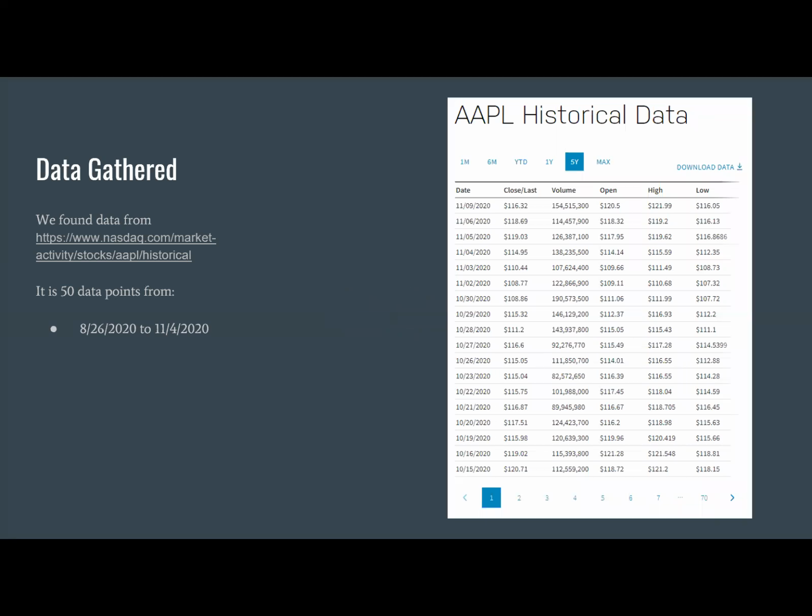We found our data on the NASDAQ, an American stock exchange at Liberty One Plaza in New York City. The amount of data we used was 50 data points from August 26th, 2020 to November 4th, 2020.